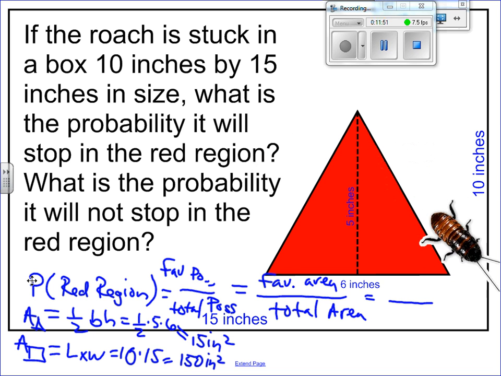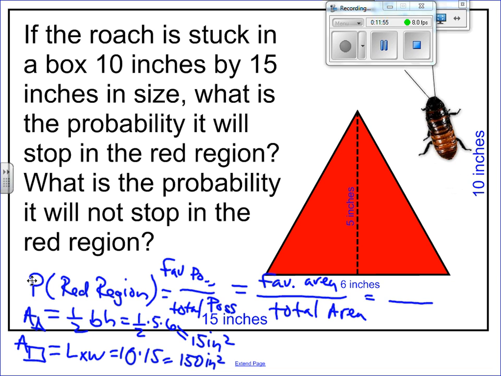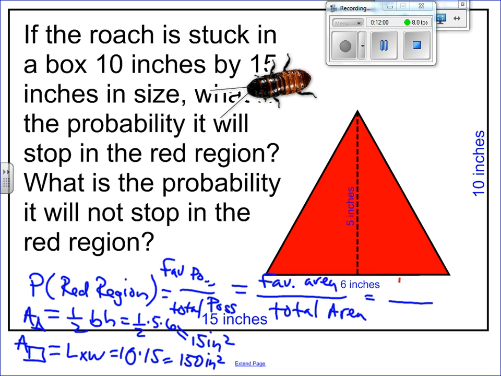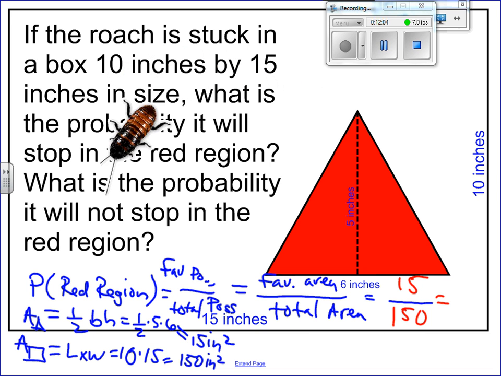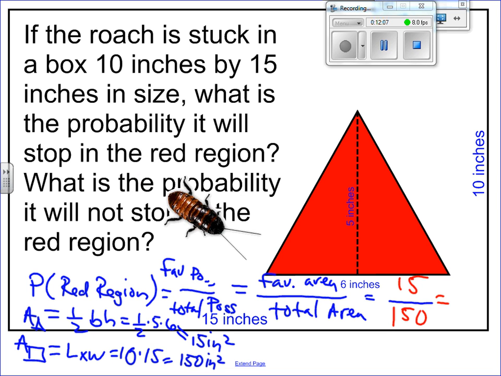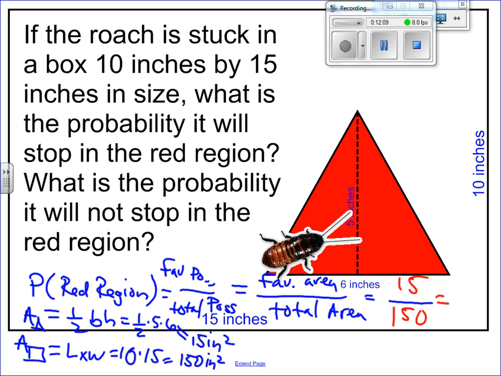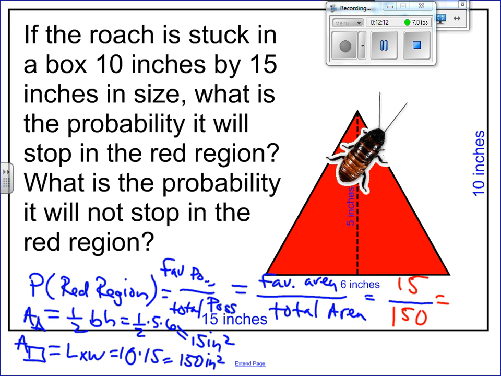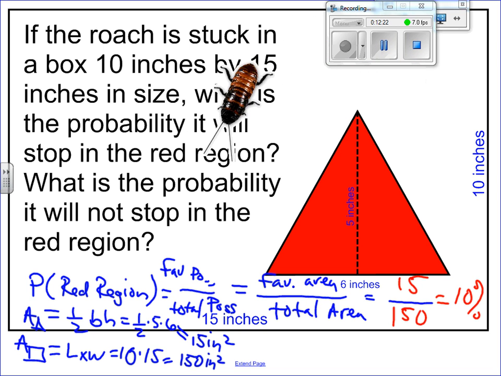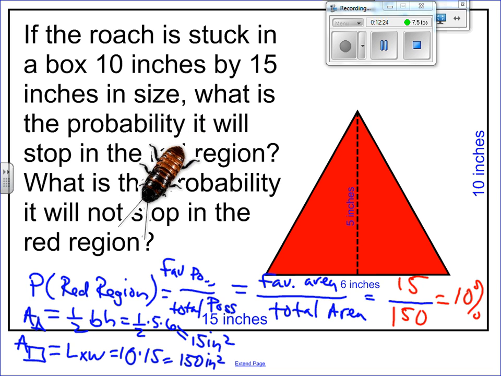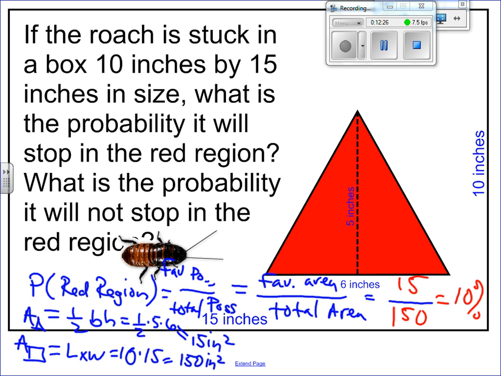And you guys take out your calculators, please, and calculate what the probability is of landing in that red region. Okay, what'd you say? Okay, he got 10%. Thank you. All right, or 0.10. So 10% of the time the roach is going to stop in the red region. Now the next question would be, what's the probability of not stopping in the red?